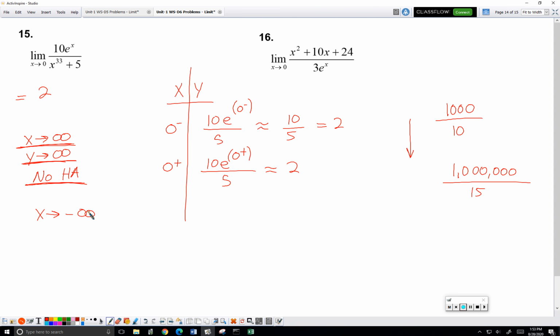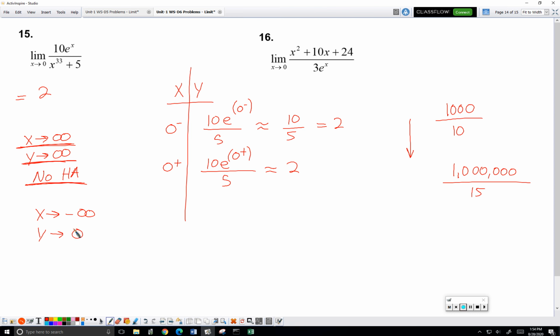Then y approaches 0. Tell me why. Because the top gets super, super small. As x goes to negative infinity, that goes super close to 0. And then x to the 33rd is still pretty small, but then you add that, it's still bigger than the top. The top is 0. So then y is approaching 0.